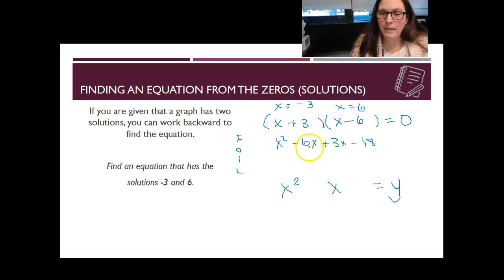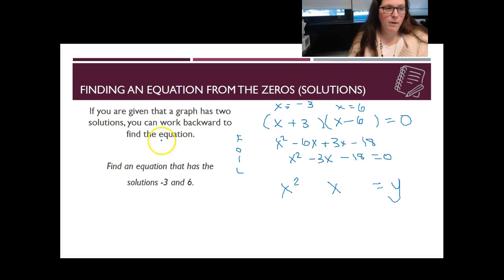And now you can see we need to add these middle terms together because they're both x's. And I'm left with x squared. And then -6x plus 3x is a -3x. And then I still have -18 here at the end equals 0.